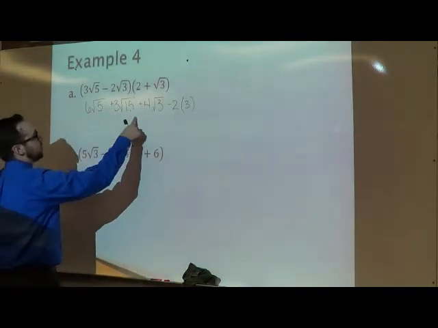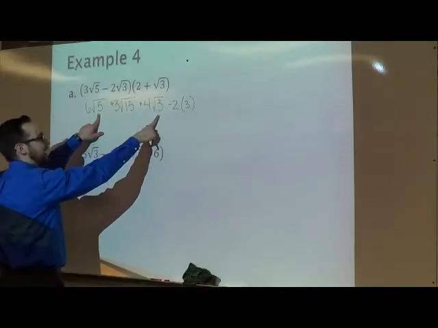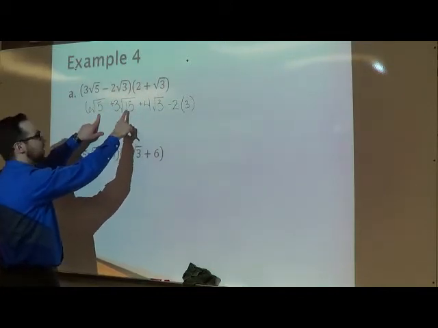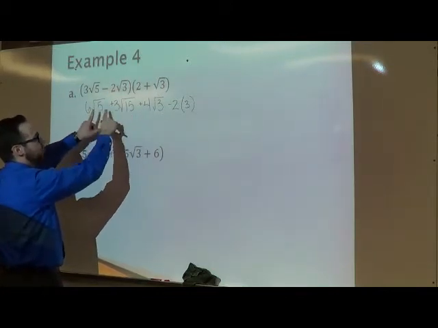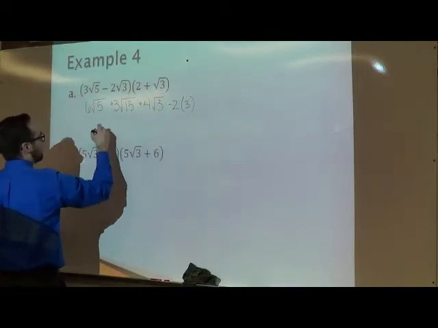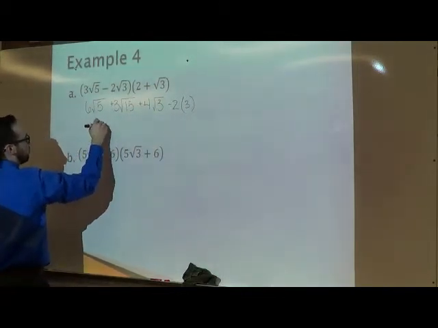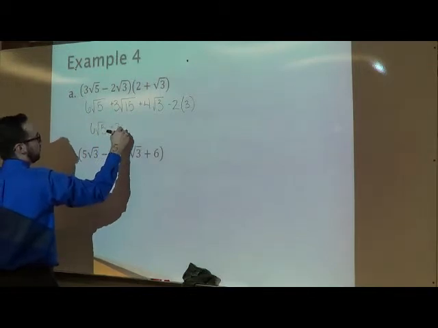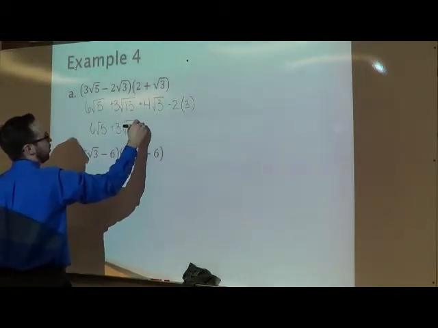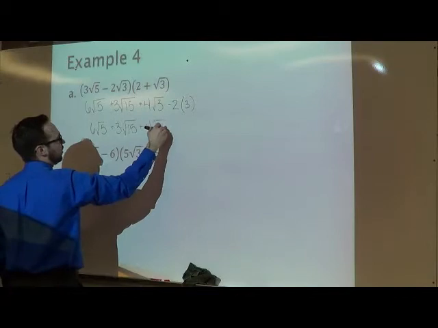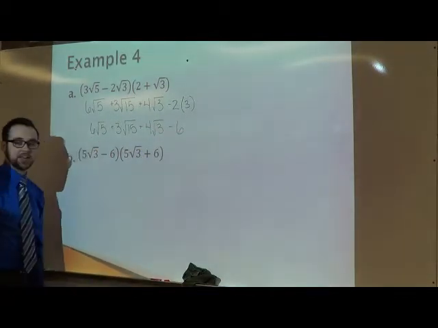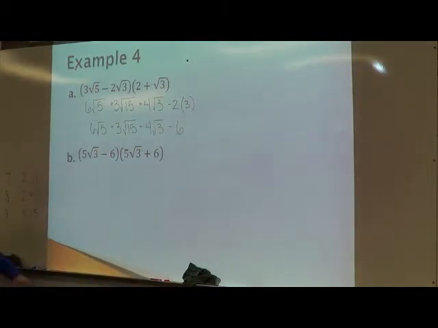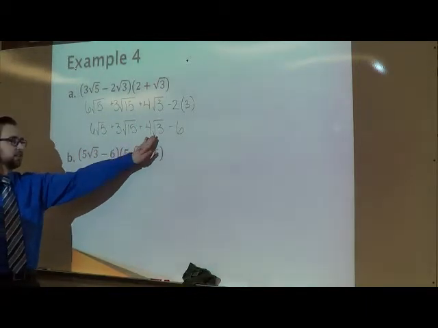So none of these can be combined. Even though these two have factors that are in here, we cannot isolate this at all. So these have to stay the same. The only thing we can simplify is that. So we have 6 square root of 5 plus 3 square root of 15 plus 4 square root of 3 minus 6. That is your final answer. There is no way to combine the square root of 5, square root of 15, and the square root of 3.